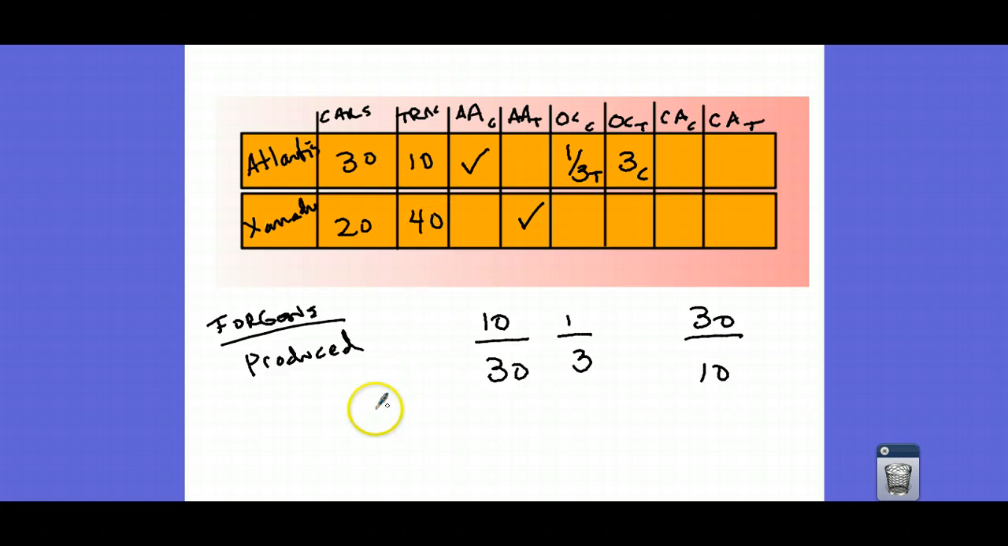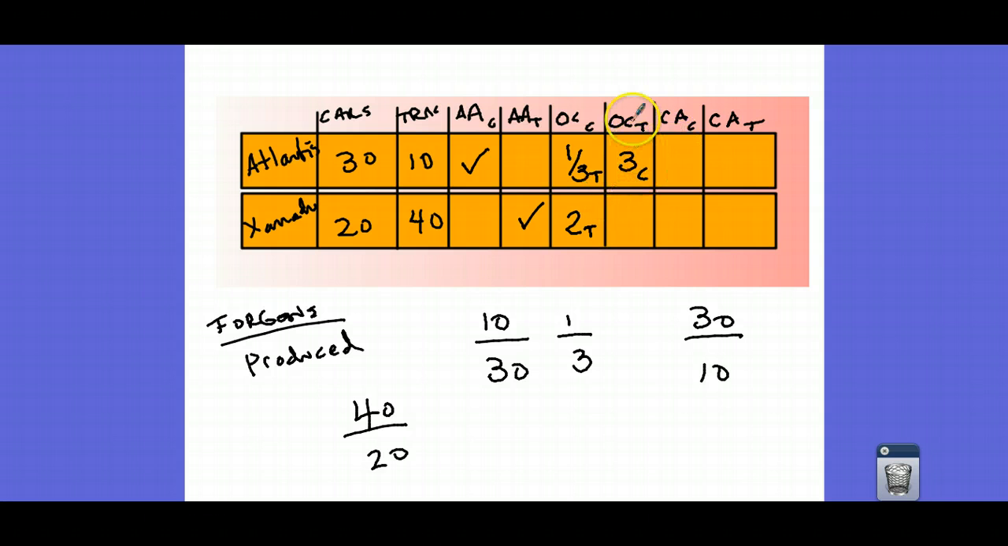Here are your tractors. Good foregone is 40 over 20. We can simplify this. 40 divided by 20. Obviously, in this case, 20 goes into 40 twice. So 2 tractors. Remember, the opportunity cost of cars is always measured in tractors.